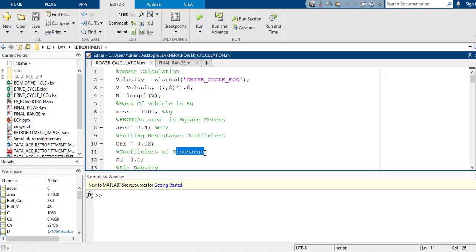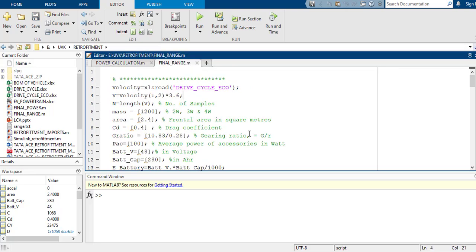Before that, I will make one change in it. This is coefficient of drag. Sorry for my mistake. Please confirm if you have made that mistake, and please check it. Now let us start with the program.